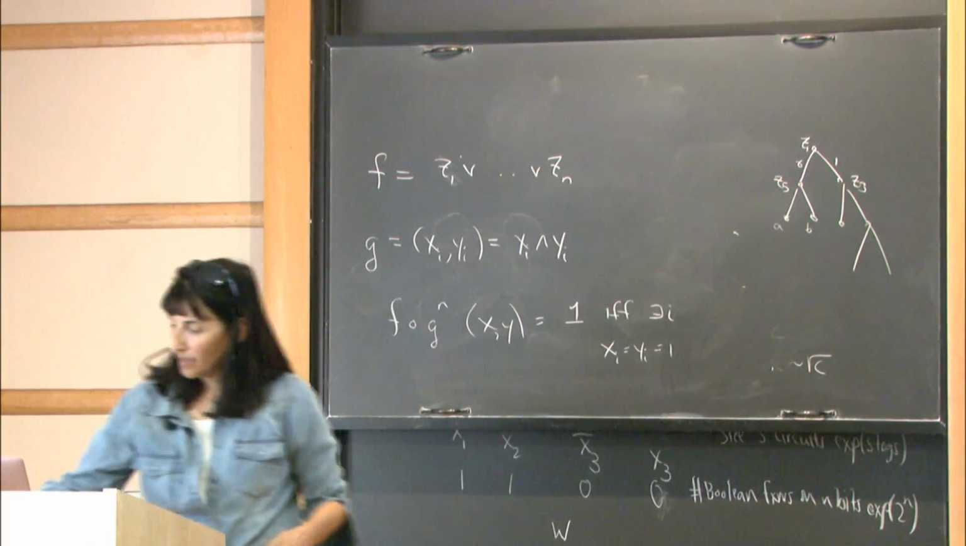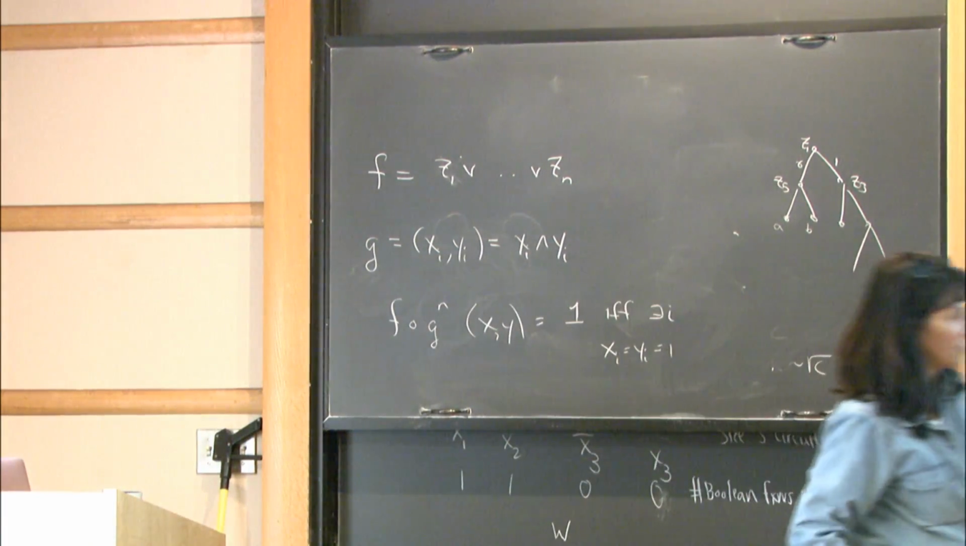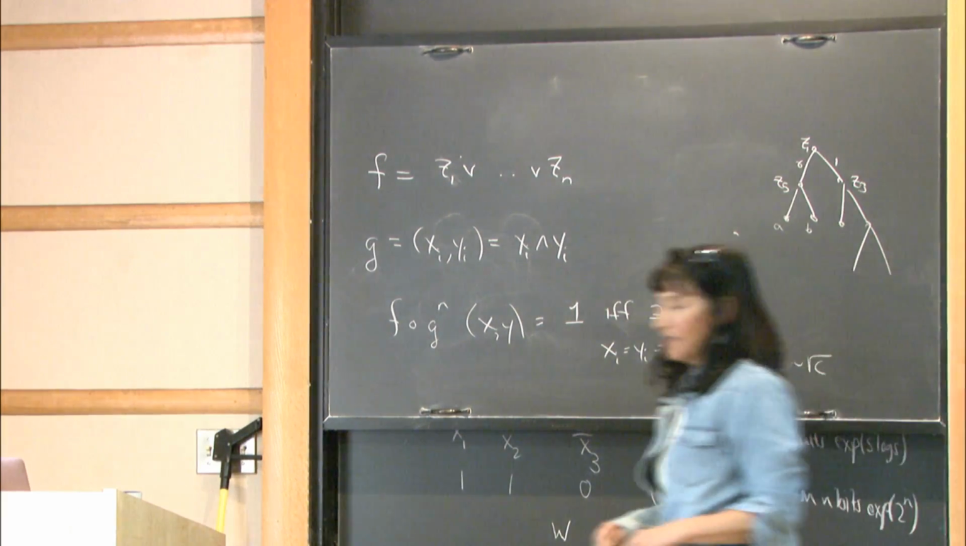And so that's the statement. That's the interesting direction of a lifting theorem, to show that the communication complexity of the composed function is more or less the decision tree complexity of the base one, of the top one.